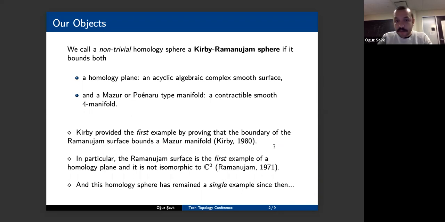type contractible four-manifolds. The first example of a homology plane was found by Ramanujan, and today this object is known as the Ramanujan surface. In the 1980s, Kirby also observed that the boundary of this surface bounds a Mazur manifold. So this is the historical motivation behind our definition, and since then this example has remained a single example.